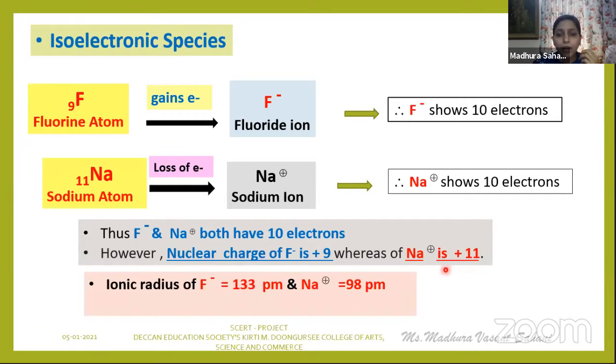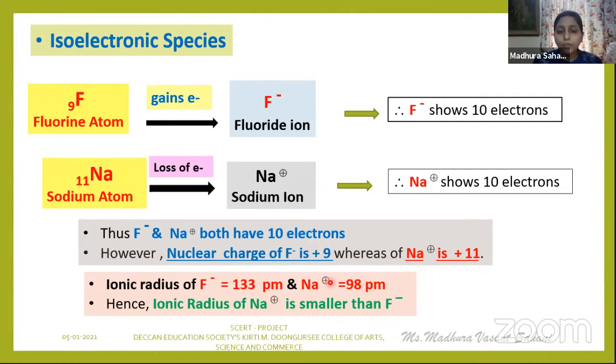Obviously, there is a reduction in the size of a cation. And therefore, in the case of the fluoride ion, the ionic radius is 133 picometer, whereas in the case of the sodium cation, the ionic radius is 98 picometer. So from this you will clearly come to know that the ionic radius of the cation is smaller than that of the fluoride ion.